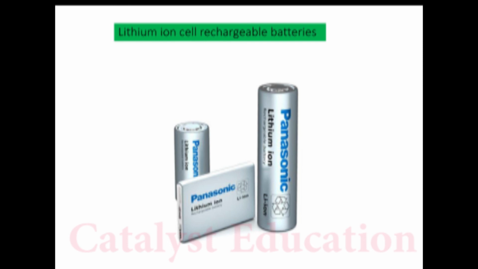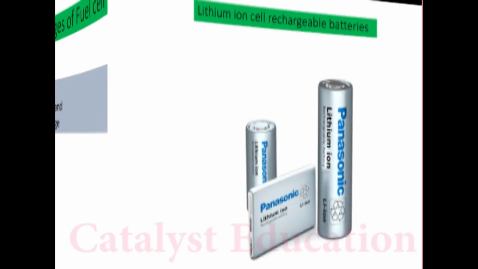Lithium-ion cell rechargeable batteries. A lithium-ion battery is a type of rechargeable battery in which lithium ions move from the negative electrode to the positive electrode during discharge and back when charging. Lithium-ion batteries use an intercalated lithium compound as one electrode material. The electrolyte, which allows for ionic movement, and the 2 electrodes are the constituent components of a lithium-ion battery cell.